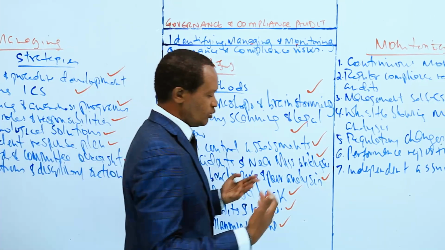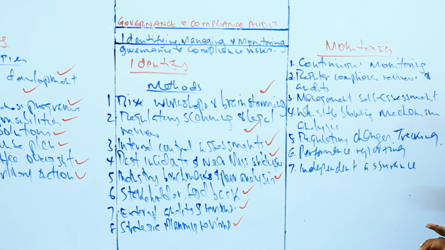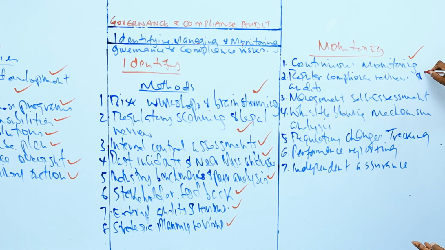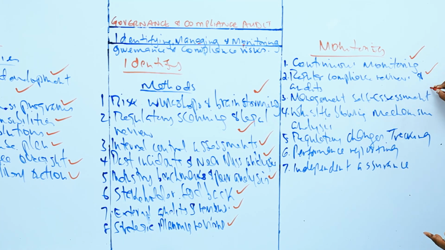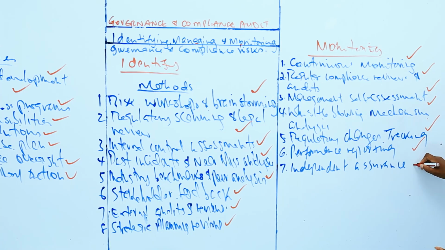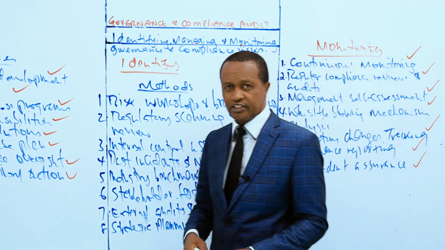Then we have identified ways or methods to monitor governance and compliance risks. Number 1 is continuous monitoring. Number 2, regular compliance reviews and audits. Number 3, management self-assessment. Number 4, whistleblowing mechanism analysis. Number 5, regulatory changes tracking. Number 6, you have performance reporting. And lastly, independent assurance.